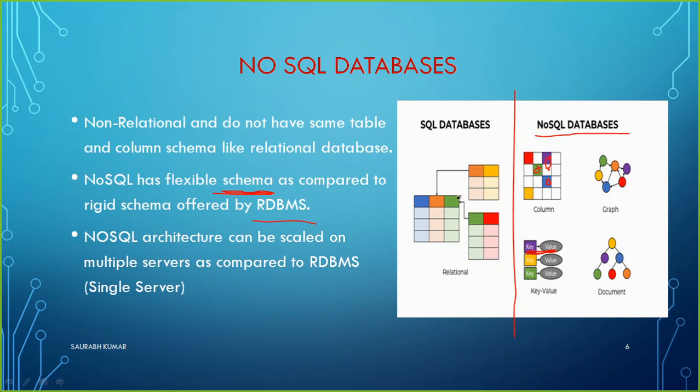In RDBMS you first make the proper schema, a design, a table, and decide what kind of information will be in the table, and accordingly only you put in the data. But in NoSQL you don't have such a condition that you have to have a special type of schema or a rigid schema. You are completely flexible with the schema type. Then NoSQL architecture can be scaled on multiple servers as compared to RDBMS, because it is not maintaining any relation from one data item to another. So you can easily scale up with multiple servers when using a NoSQL database server.